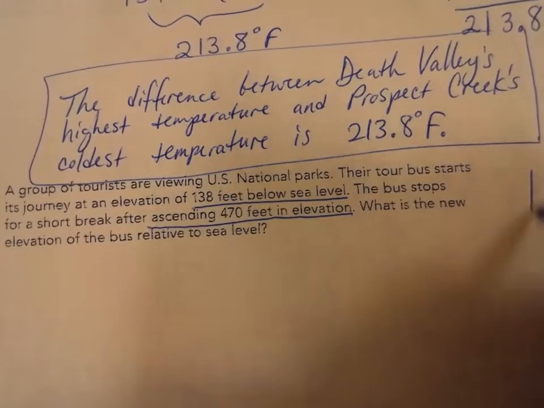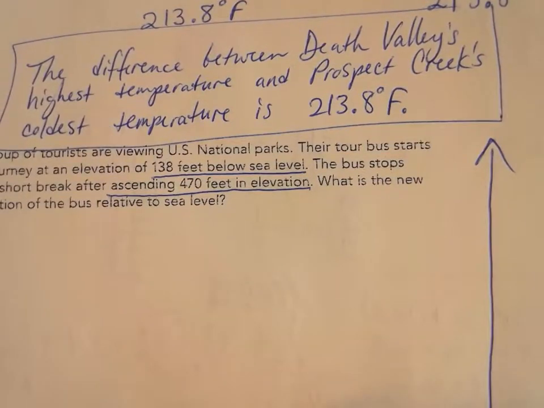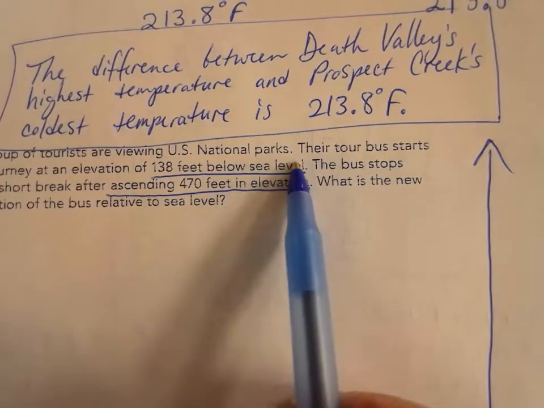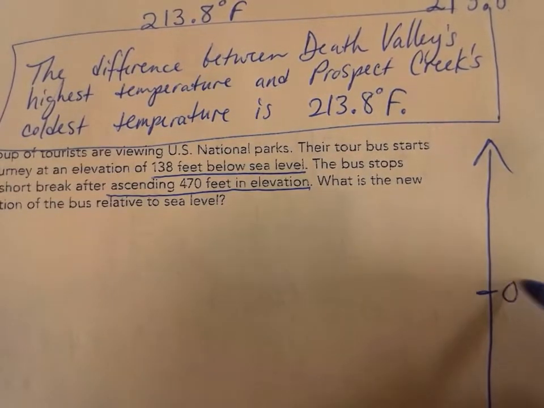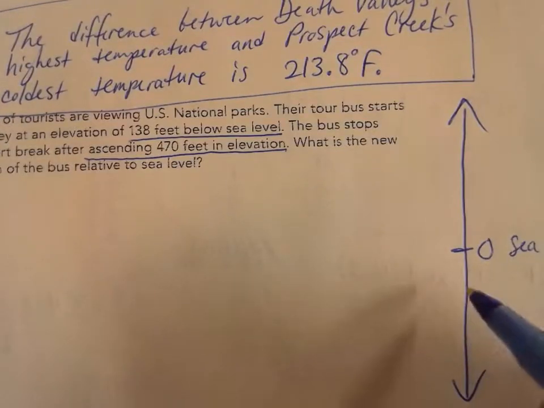I can picture a vertical number line for this, so off to the side I'm going to sketch myself a quick vertical number line. It says that they start their tour below sea level. That's pretty important. 0 would be sea level here, so I'm just going to sketch that out real quickly. And below sea level would mean underneath or less than 0.